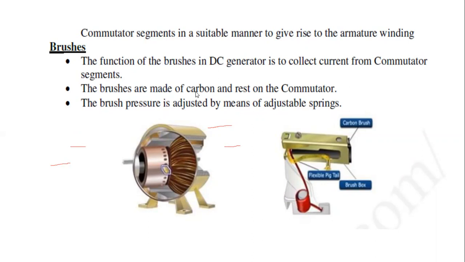The brushes are made of carbon and rest on the commutator. The brush pressure is adjusted by means of adjustable springs. This is the practical view of a brush. These are the brush box, this is the tail, and these are the carbon brushes.